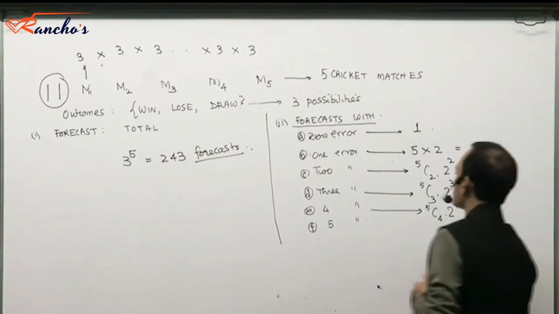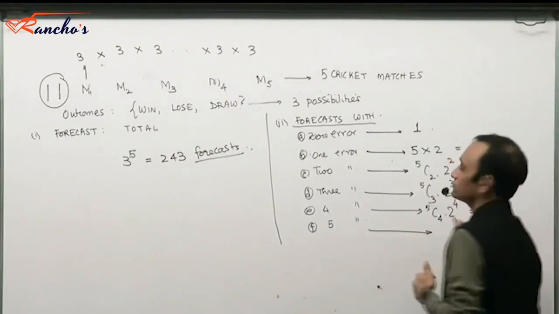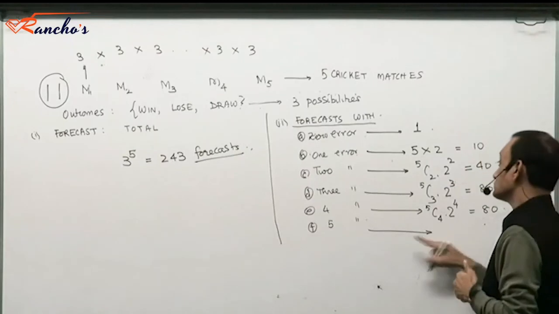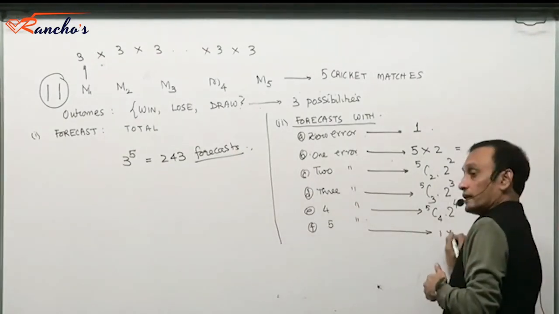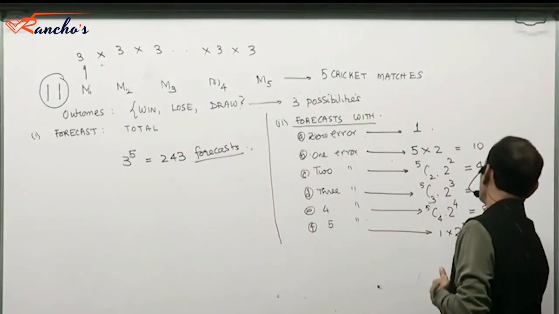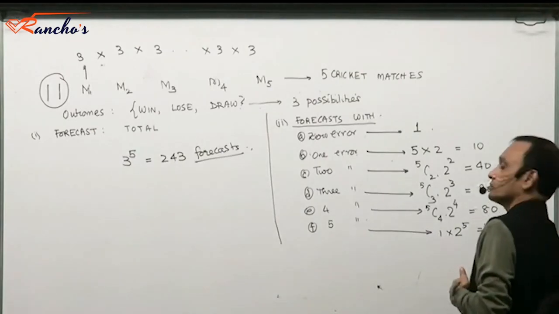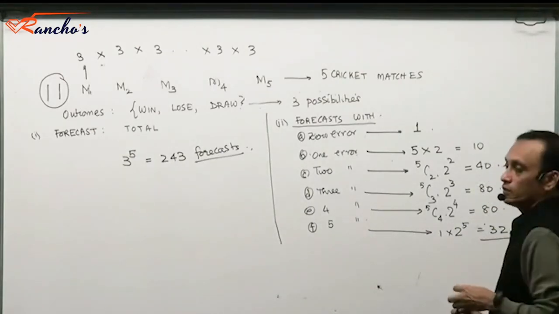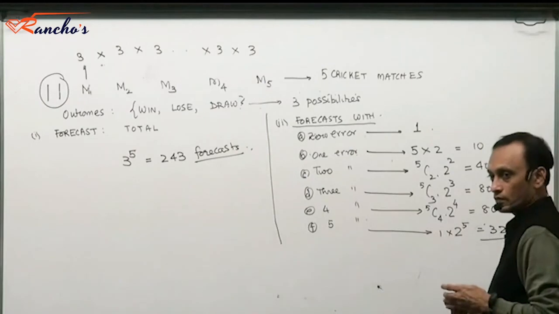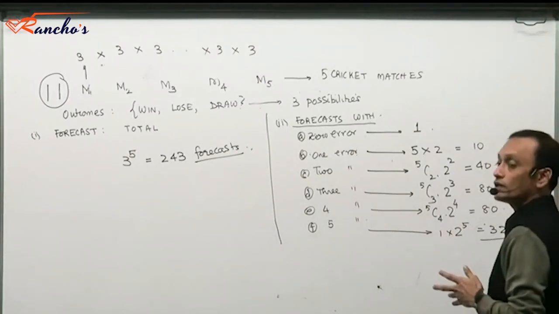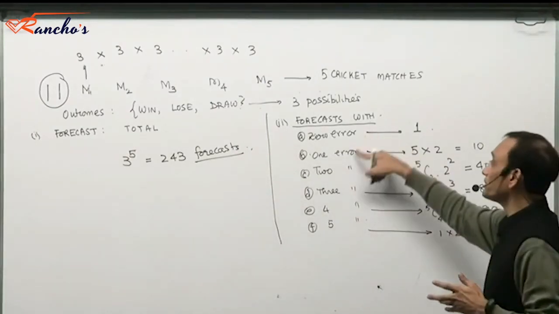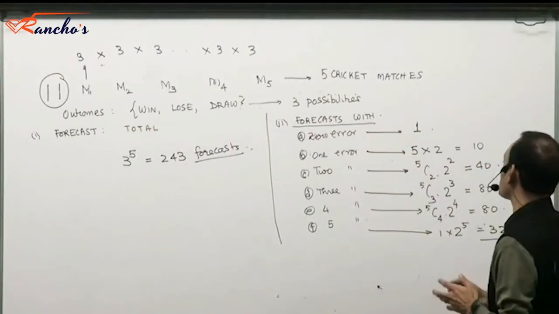Yes or no? 5C5, only 1, and 2 to the power 5, that makes it 32. So these are the total number of ways in which forecasts with 0 error, 1 error, 2 errors, 3 errors, etc. can be made. Yes or no?